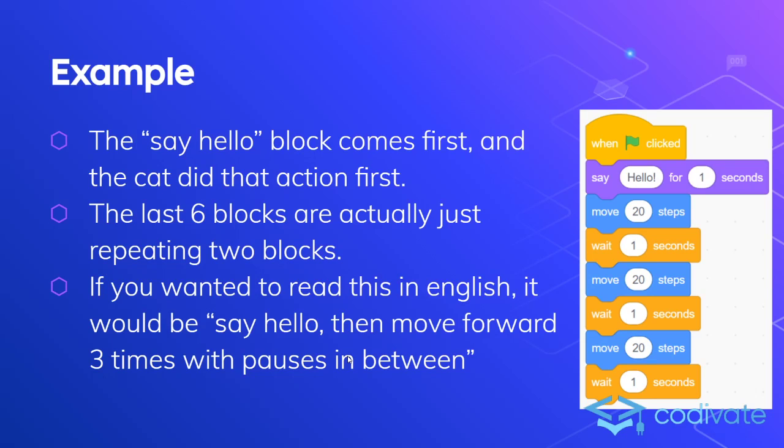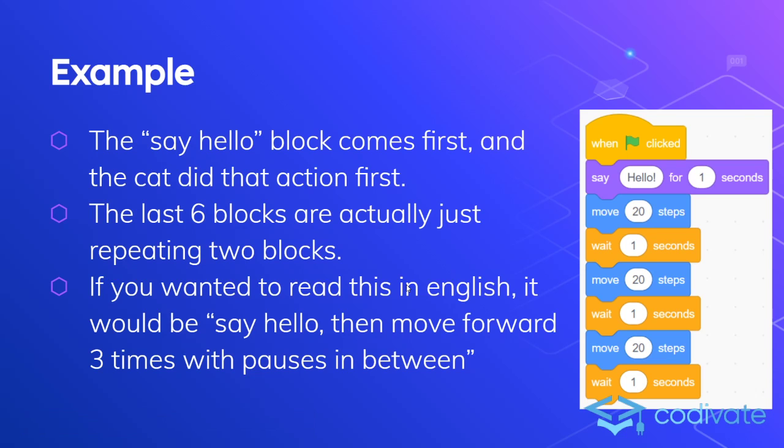So, here is the answer. We have say hello, like we said we would, and then we had a move, and then a pause, and then 2 more of those. Now, a key thing to notice here is that these last 6 blocks here are actually just repeating 2 blocks 3 times. That's an important thing to notice. So, if you want to translate this in English to someone who doesn't know Scratch, you would just say, the cat will say hello, and then move forward 3 times with pauses in between.